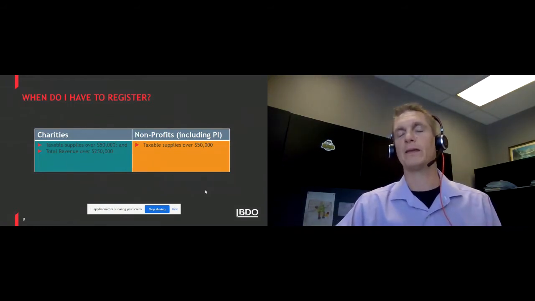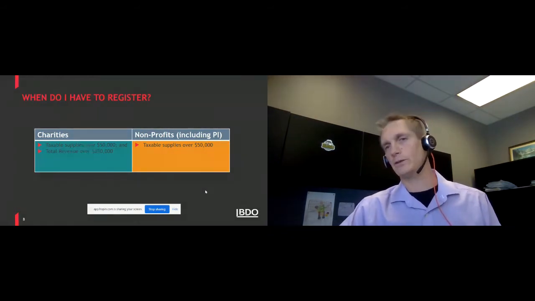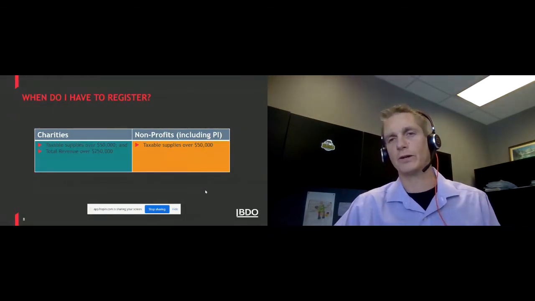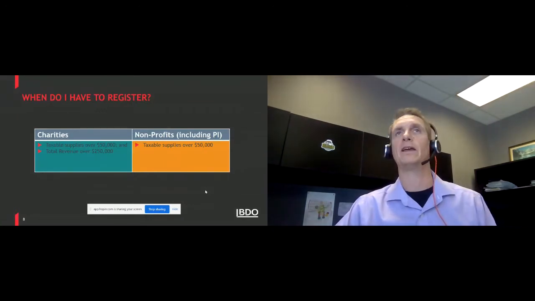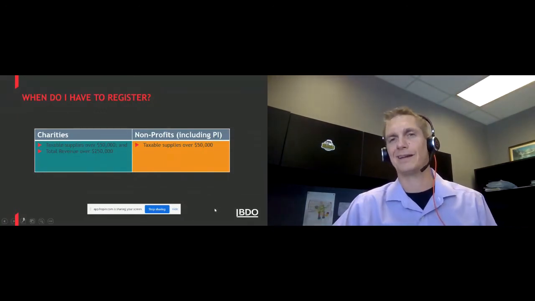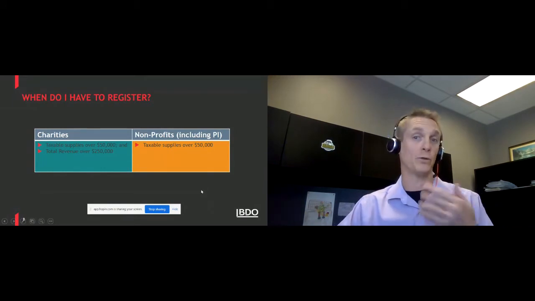Now, for not-for-profit, including public institutions, other kind of organizations, you just have the 1 small supplier test, and that is having taxable supplies in excess of $50,000. So again, once you're over that, you need to register.